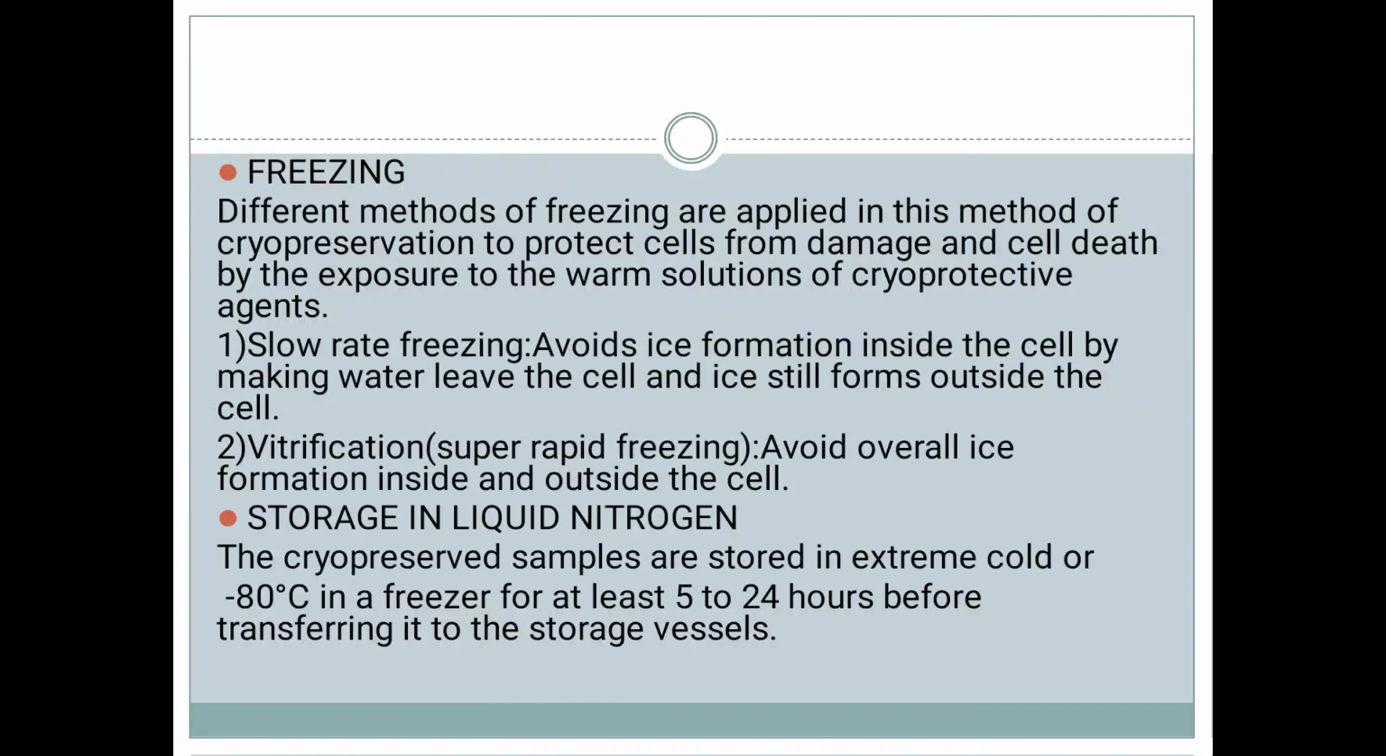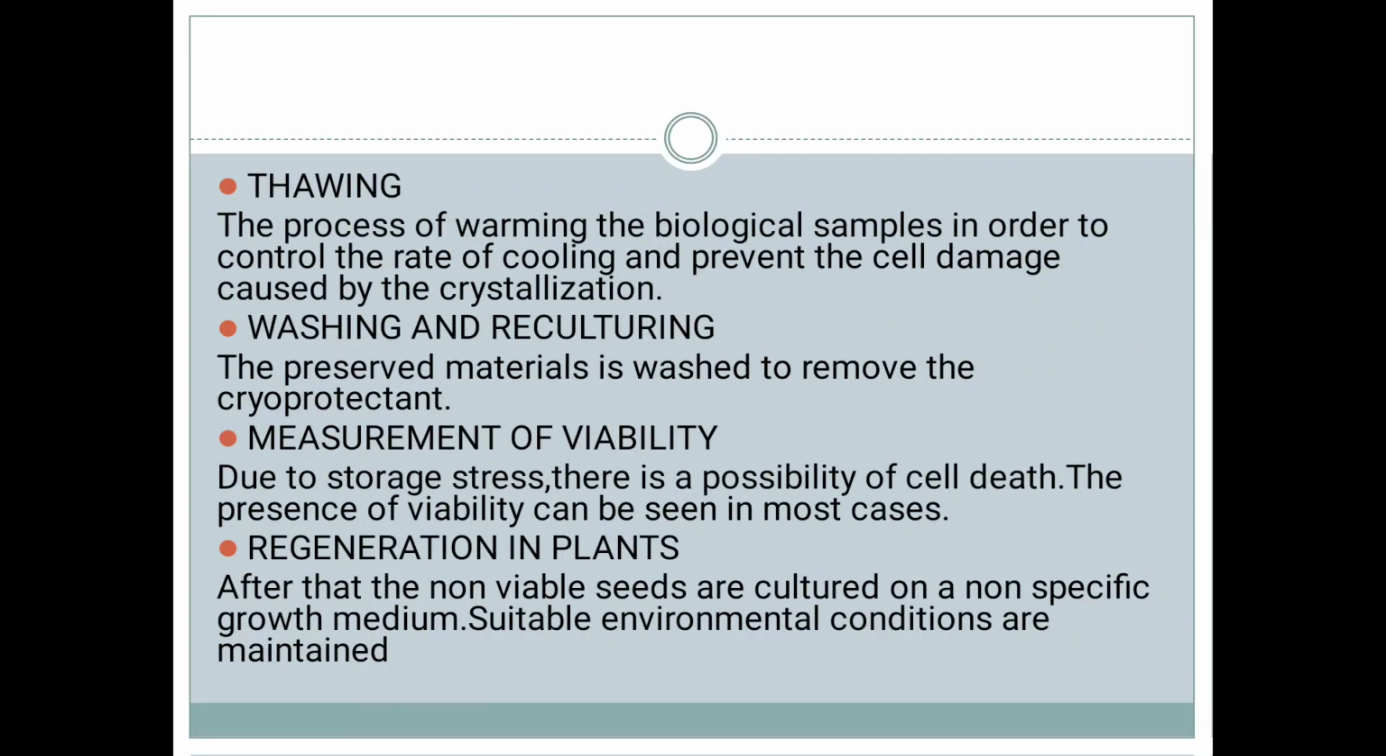Next is the storage in liquid nitrogen. The cryopreserved samples are stored in extreme cold, minus 80 degrees Celsius, in a freezer for at least 5 to 24 hours before transferring them to the storage vessel. Next one is thawing. It is a process of warming the biological samples in order to control the rate of cooling and prevent the cell damage caused by crystallization.